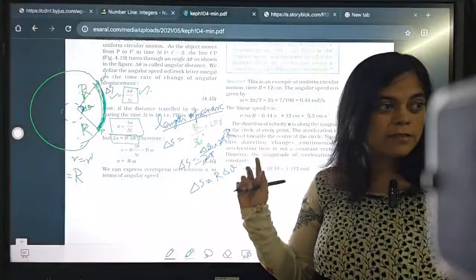You must understand the circular motion clearly. You've been taught this in class 11 also.